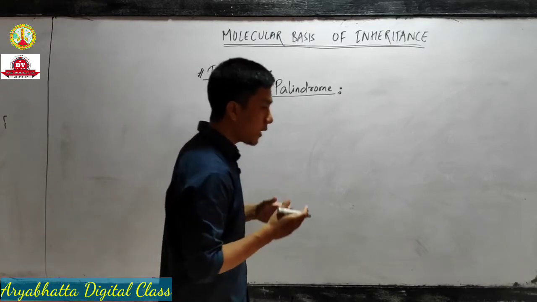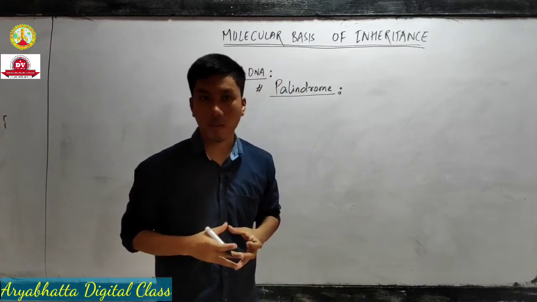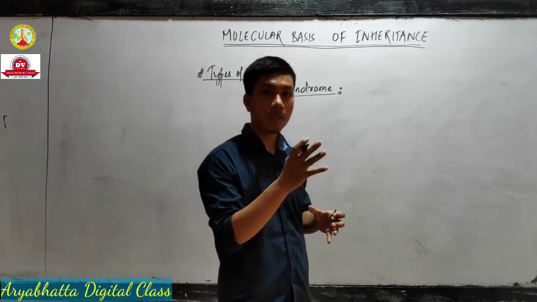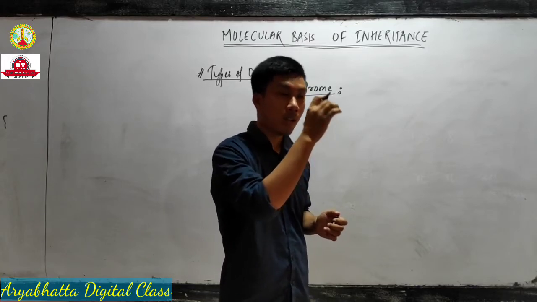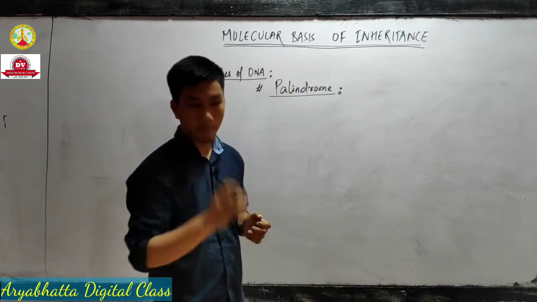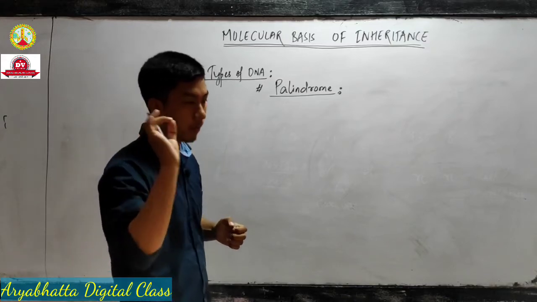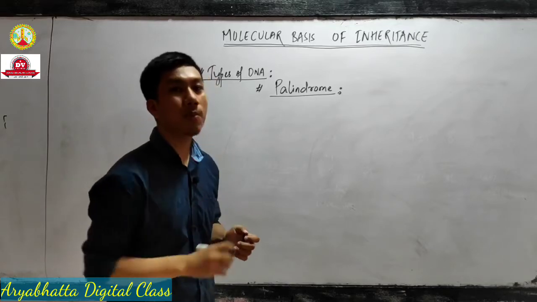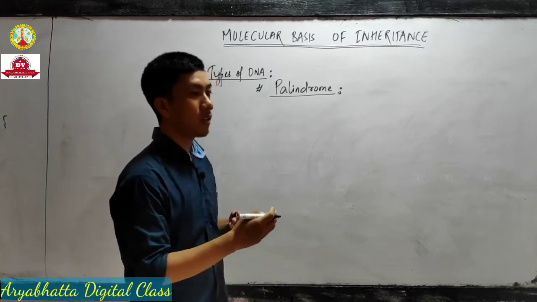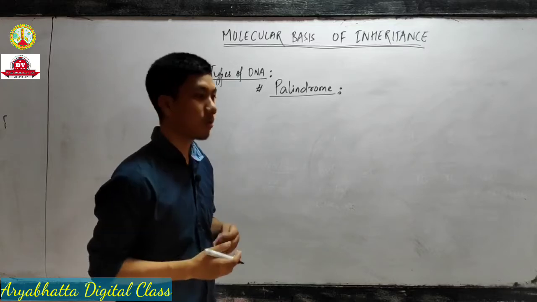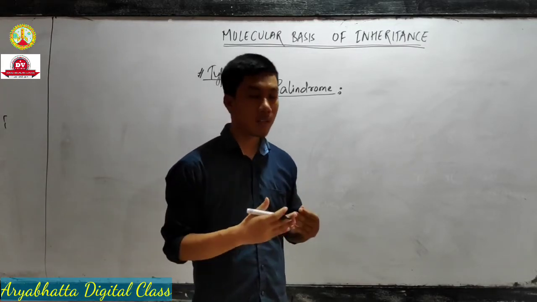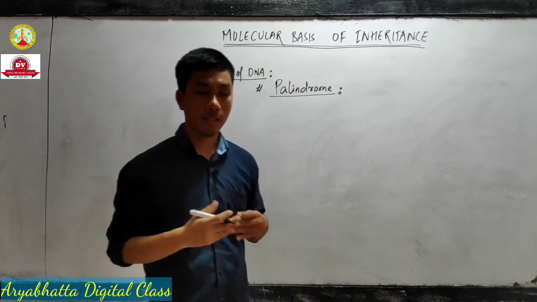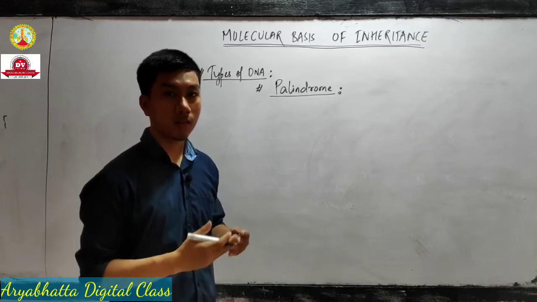Wait, so DNA is made up of a double strand, right? And the 2 strands are anti-parallel. Anti-parallel means if one strand has 5 prime, the other strand is going to have 3 prime. We say prime, the dash at the top of the number. So DNA is double-stranded, the 2 strands are anti-parallel, and they are in a helical structure. That is the structure given by Watson and Crick, right?